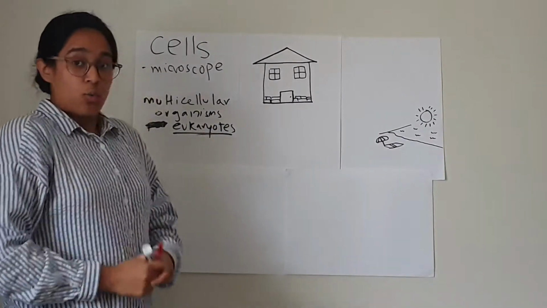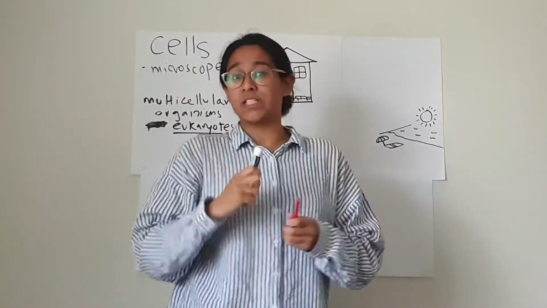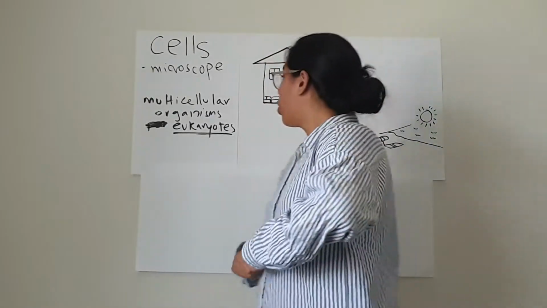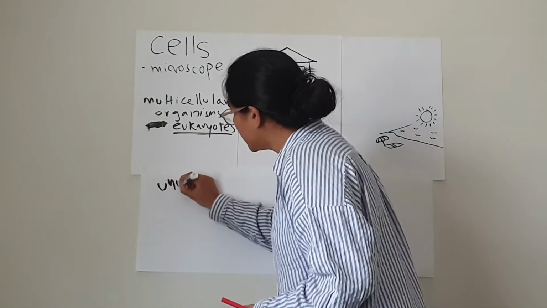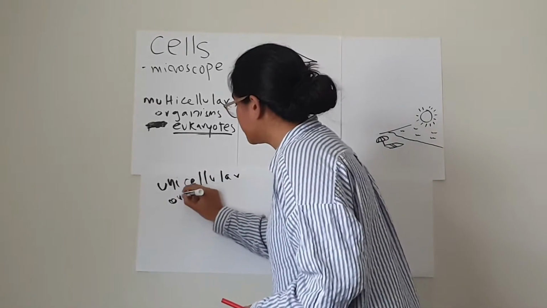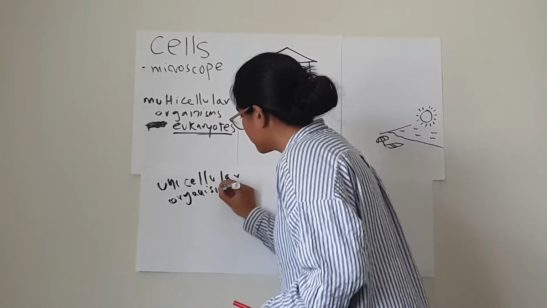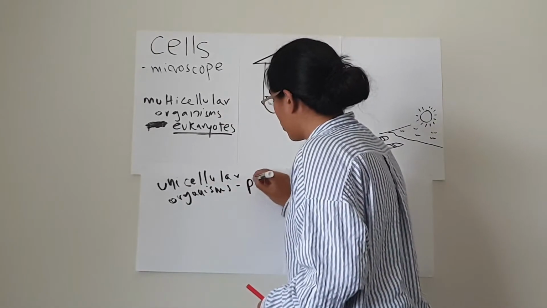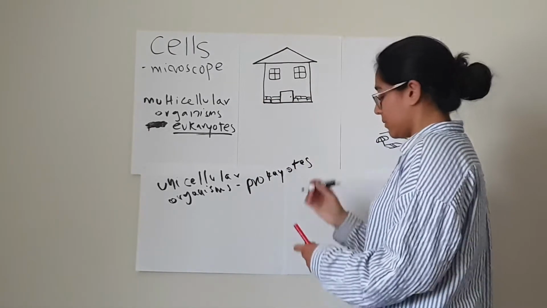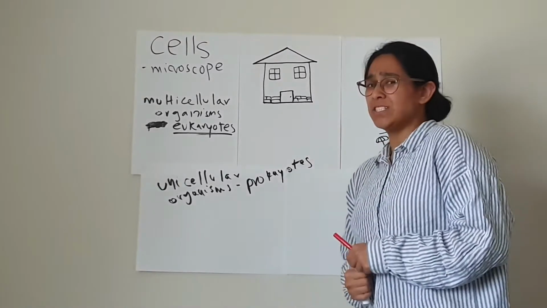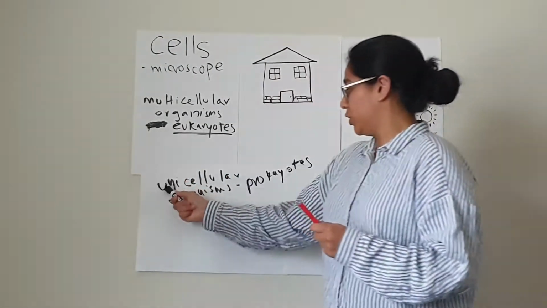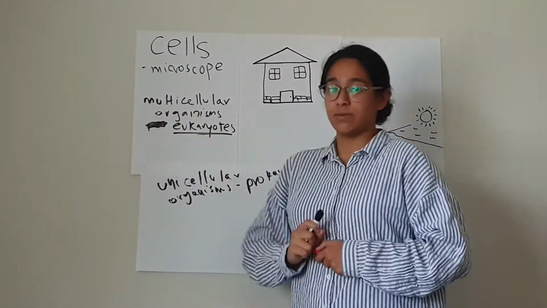Now, we are made up of lots of cells, but there's some organisms that are made up of just one cell. Now, these are called unicellular organisms, or prokaryotes. Now, these unicellular organisms must be really small if they're just one cell, unlike the multicellular organisms.